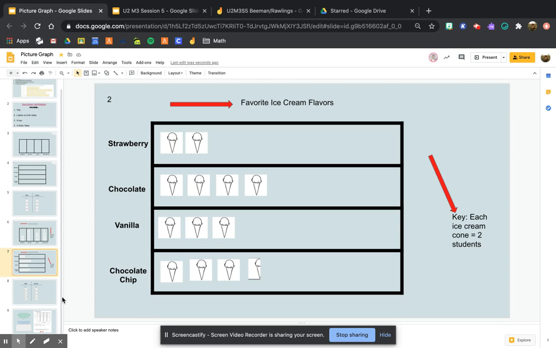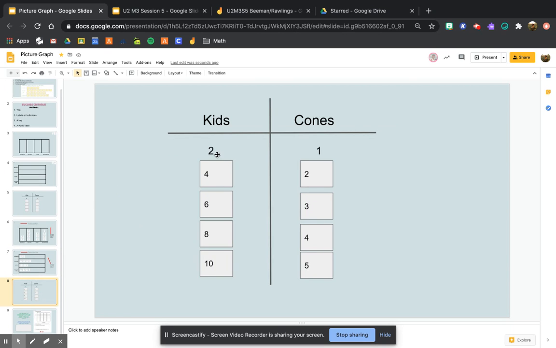Let's also look at our ratio table. I know if I had 2 kids, we were representing that with 1 ice cream cone. If I had 2 ice cream cones, I represented that with 4 kids. If I had 6 kids, I represented that with 3 cones. If I had 8 kids, I represented that with 4 cones. If I had 10 kids, I represented that with 5 cones. So your ratio table should look like mine.